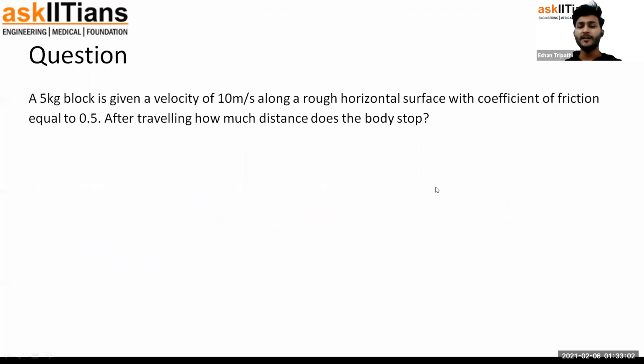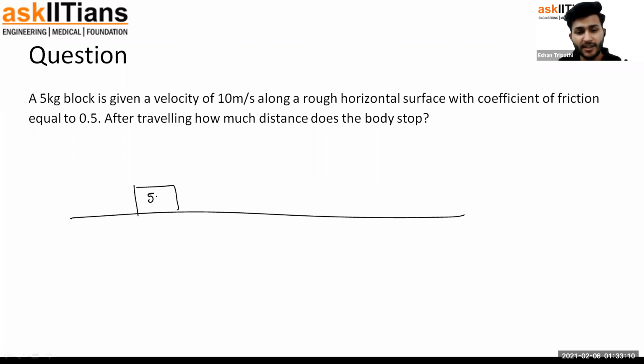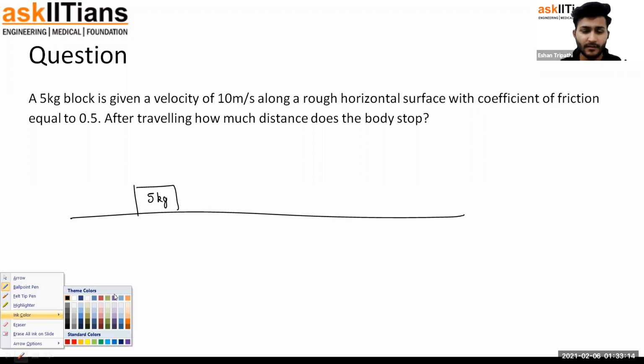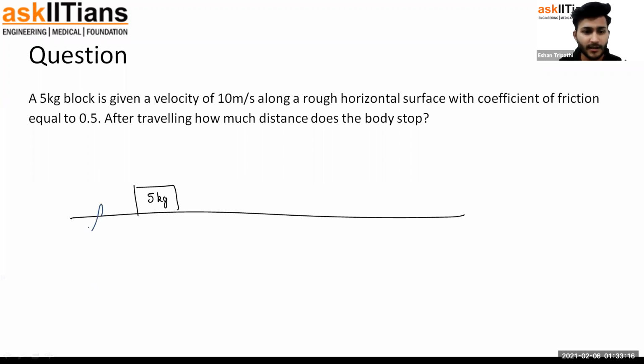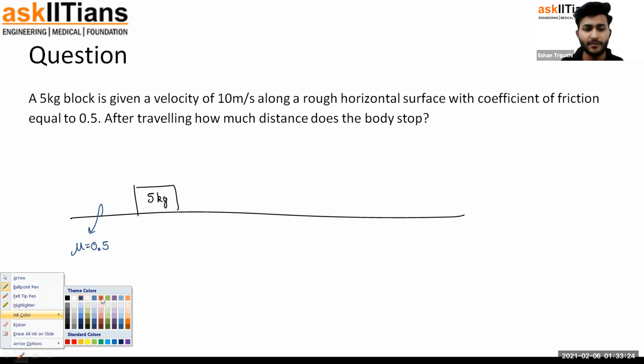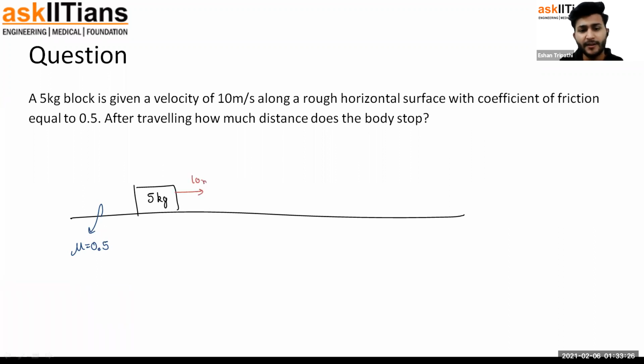A 5 kg block is given a velocity of 10 meters per second along a rough horizontal surface. Now this time the surface is not smooth, it's rough. The 5 kg block has a coefficient of friction of 0.5. The question is, how much is the distance traveled before it stops? It was originally given 10 meters per second.